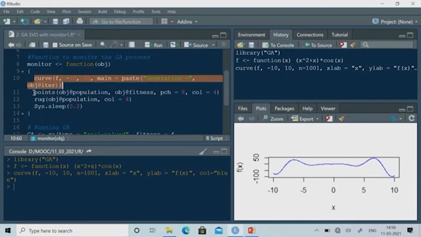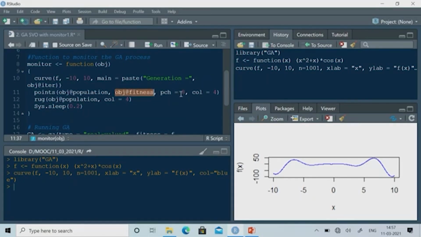And then I would like to put the points, I would like to put the population. So, therefore, I am using the point function. This point function will put the points over this particular curve. Here the population is given by objective@population. So, within GA, using the at sign, we will get the population. So, objective@population will give you the population. This is the x axis value, and on the y axis this is objective@fitness value.